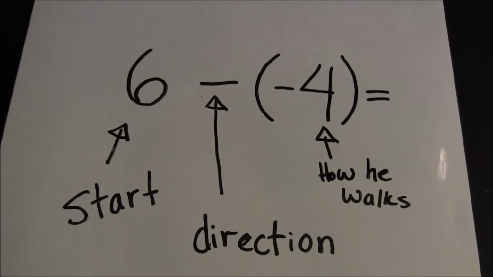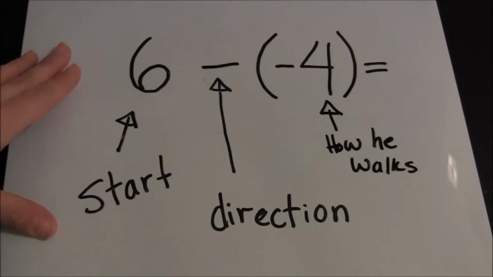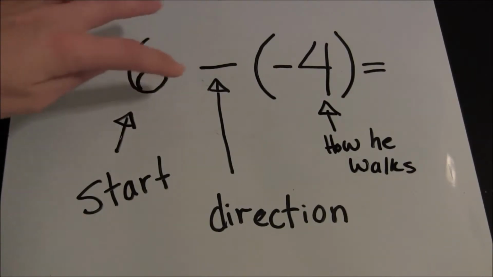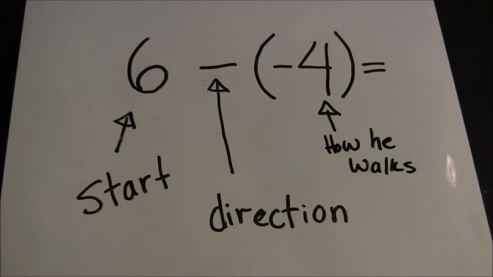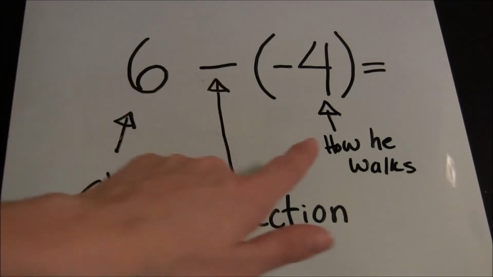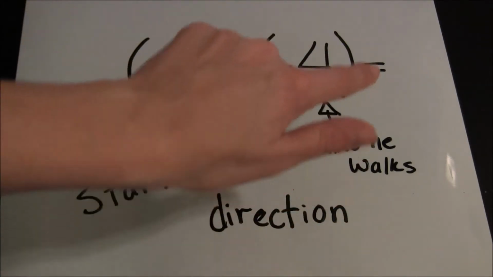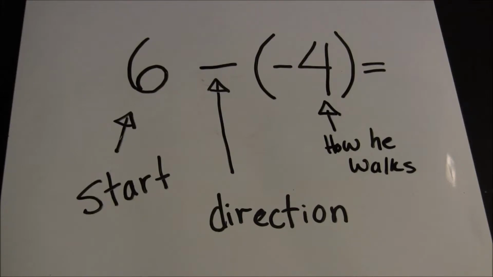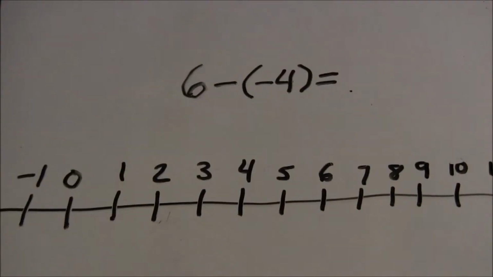So for a quick little review on how to play, I told my students that this first number will tell us where to start. The sign in the middle will tell us the direction that we're going to go in. And the final number over here, whether it be positive or negative, will show us how he walks. So you'll see what I mean by that in a few moments.